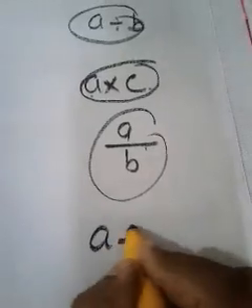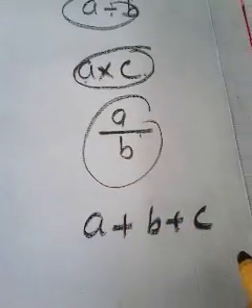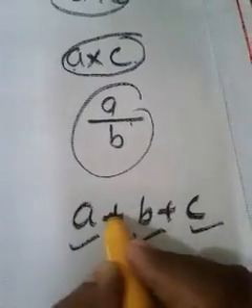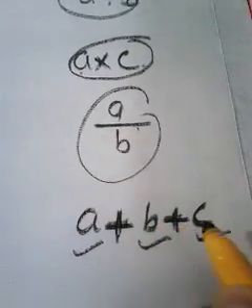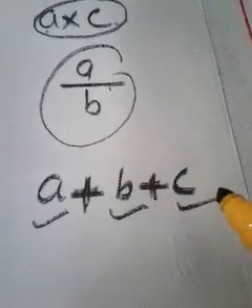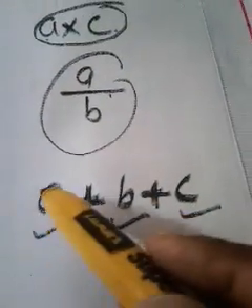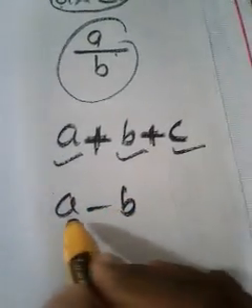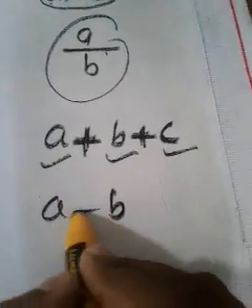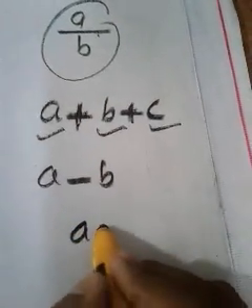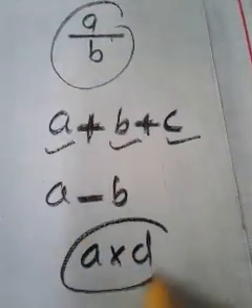But what about a plus b plus c? How many terms are there? 1, 2, 3 terms. Why? Because here the operation is addition, which will separate the terms, and subtraction also will separate the terms. And suppose it is a minus b, how many terms are there? 1, 2 terms, because the operation is subtraction. If it is a into d, how many terms are there? Only one term, because the operation is multiplication.